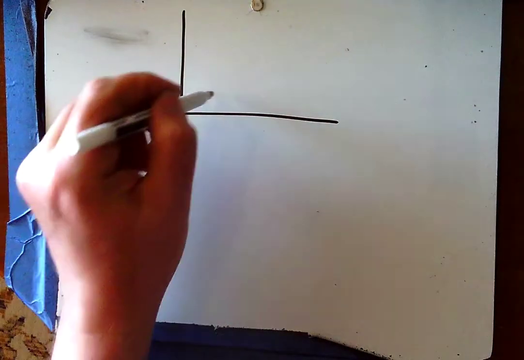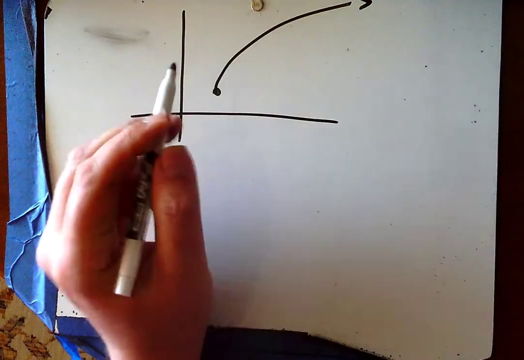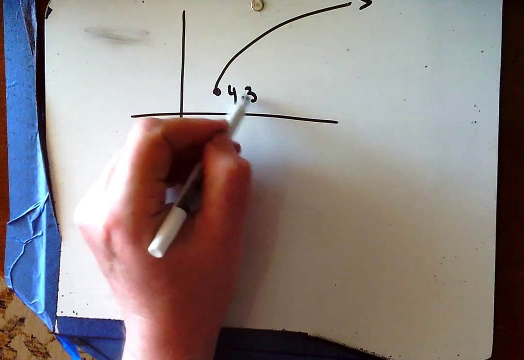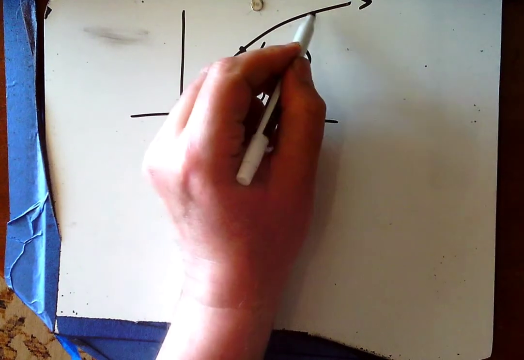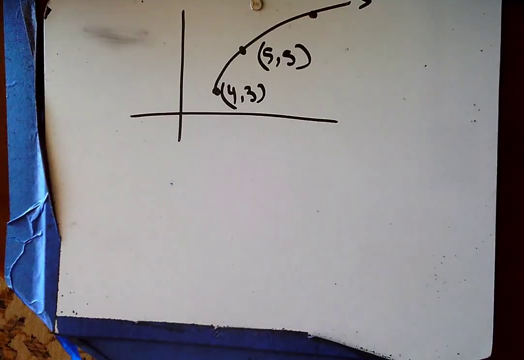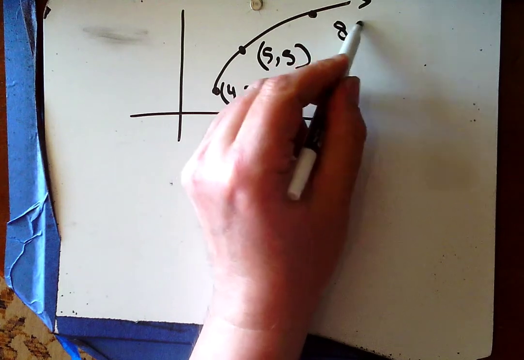Here's my graph. This point here is (4, 3). This point here is (5, 5). This point here is (8, 7).